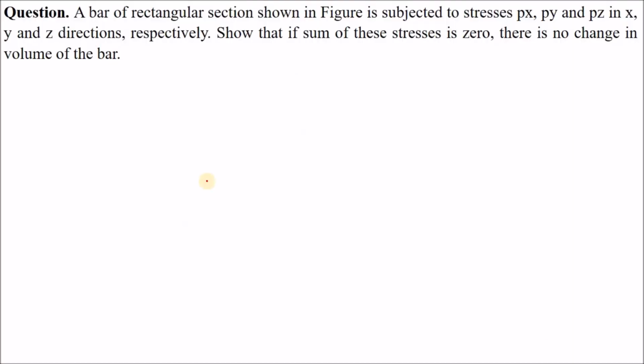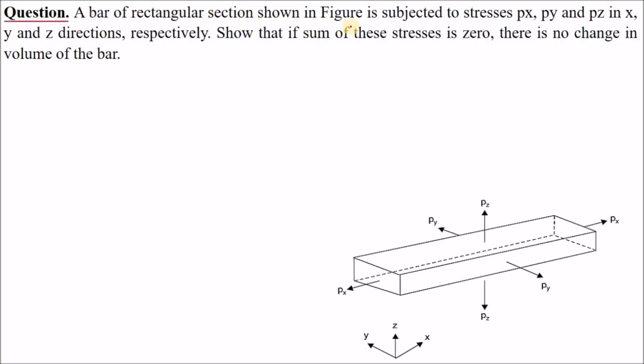Okay, let's read this question. A bar of rectangular section shown in figure is subjected to stresses rho x, rho y, rho z in x, y and z direction respectively. Show that if the sum of stresses is 0, there is no change in volume of the bar. It's saying if rho x plus rho y plus rho z equal to 0, dV will equal 0, and we need to prove this. You can use rho x, rho y, rho z if given in the question, otherwise you can use sigma x plus sigma y plus sigma z equal to 0. Both are stresses.